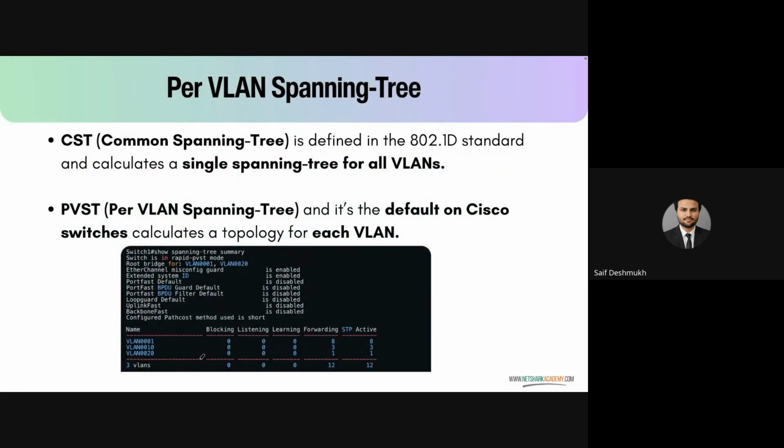So what you saw until now was the convergence for the common spanning tree, and this is something that is defined in the 802.1D standard. Cisco says we don't want to run this. Obviously, it's kind of a revolution that happened. We don't prefer to run the common spanning tree, but this is what came earlier, and it was a big thing at that time.